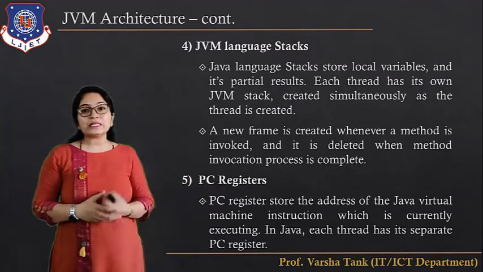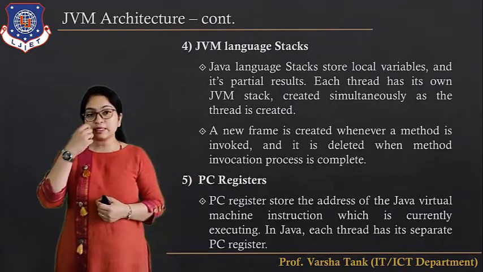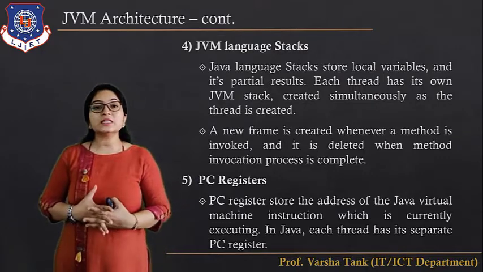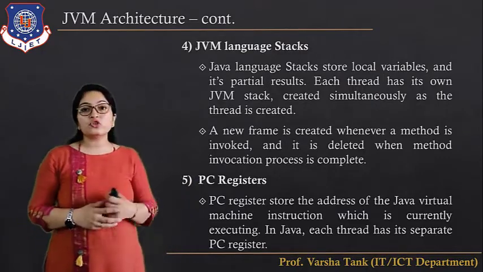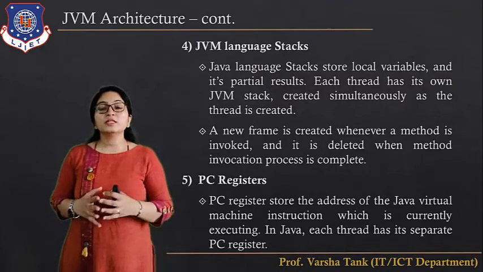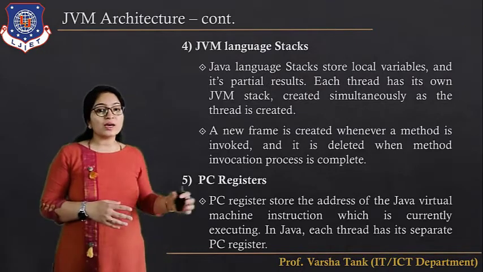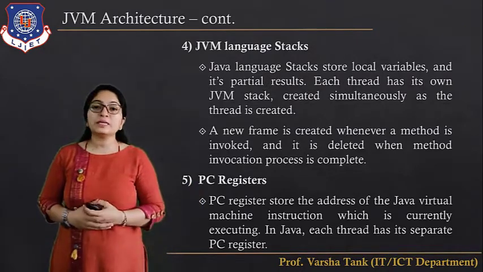Then next one is the PC register. Now what is the use of the PC register? The PC register stores the address of the Java virtual machine instruction which is currently executing. In Java, each thread has its separate PC register.